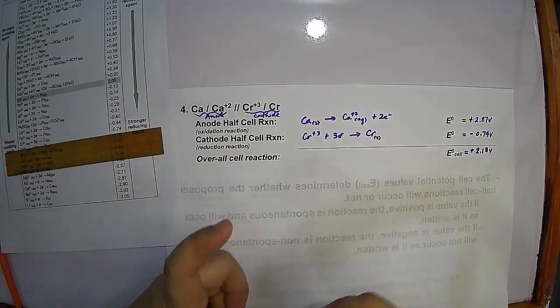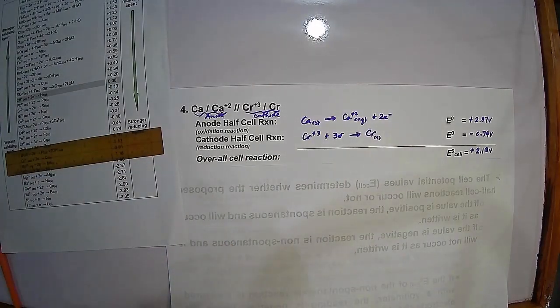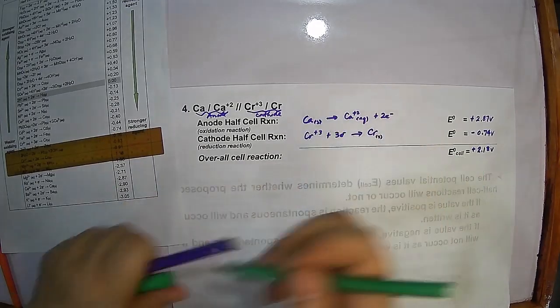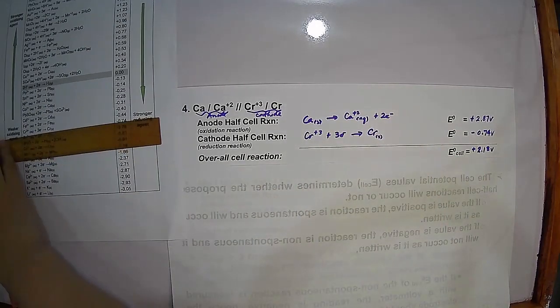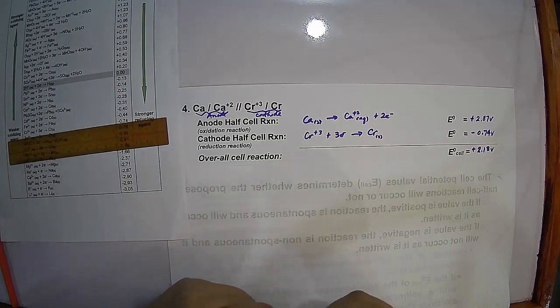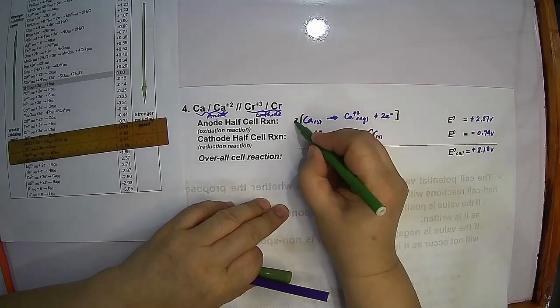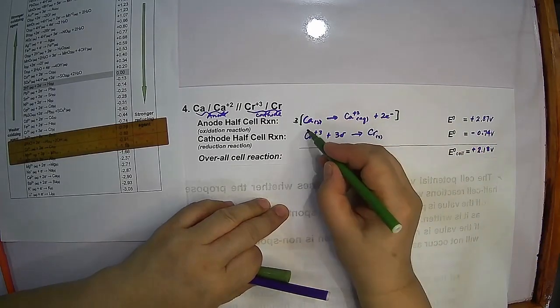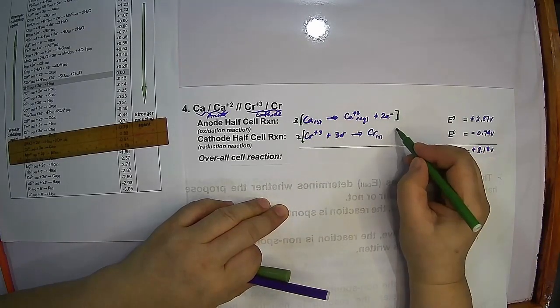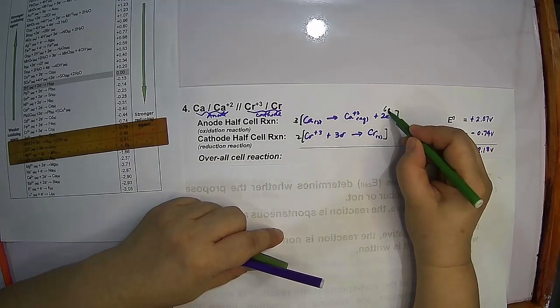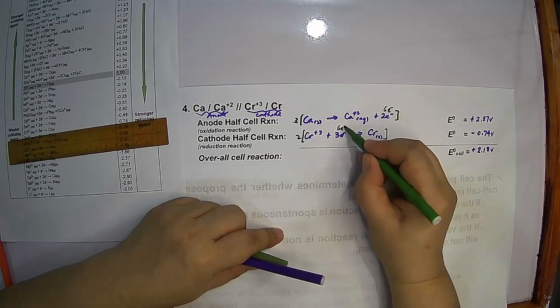So for the overall cell reaction, we multiply the first reaction, the anode reaction, with 3 and this one with 2 so that they would have an equal number. So this would become 6 electrons and this also 6 electrons.